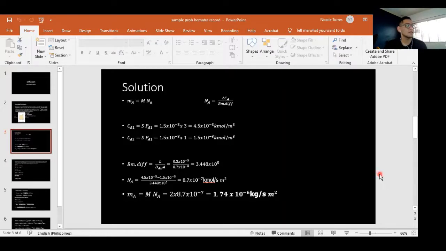Then we will use the equation above again. The molecular weight of hydrogen is 2. Then we will multiply it by the molar flux NA, which is 8.7 times 10 raised to negative 7 kilomole per second meter squared. So it would be 2 times 8.7 times 10 raised to negative 7. The answer would be 8.4 times 10 raised to negative 6 kilograms per second meter squared. And that is the final answer.